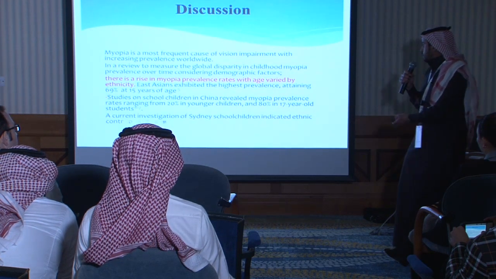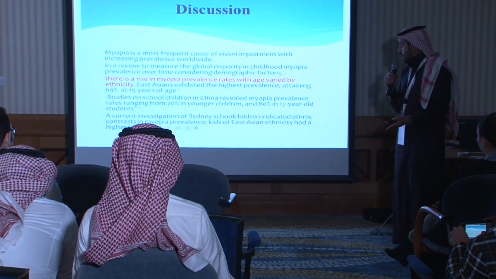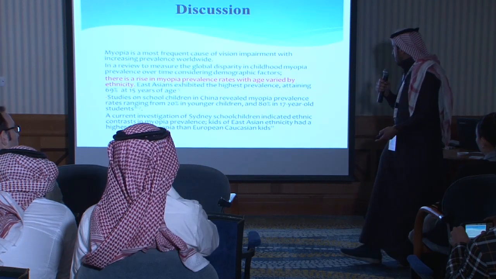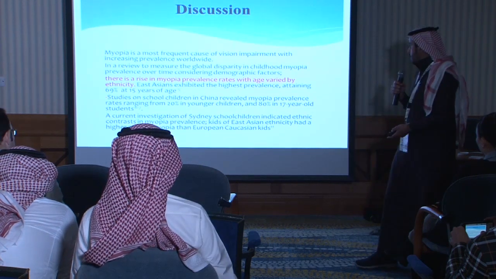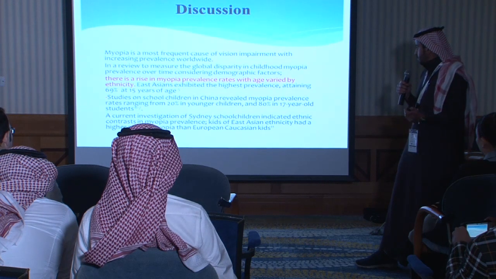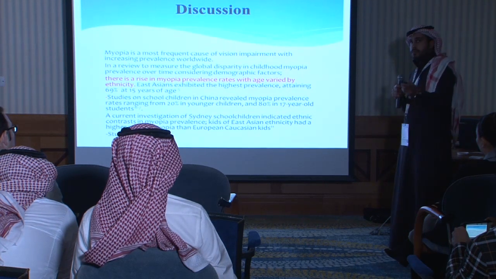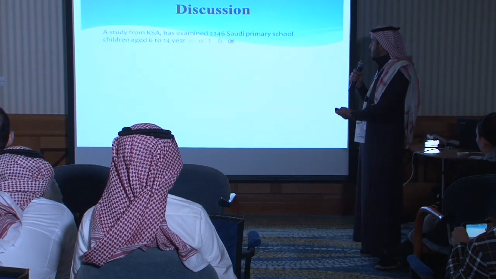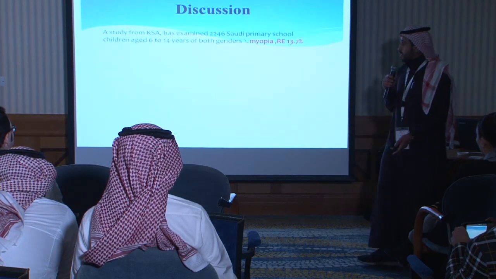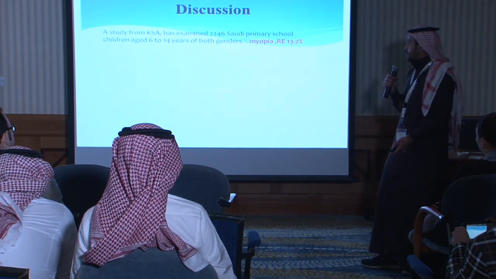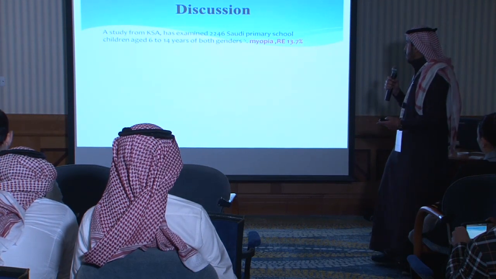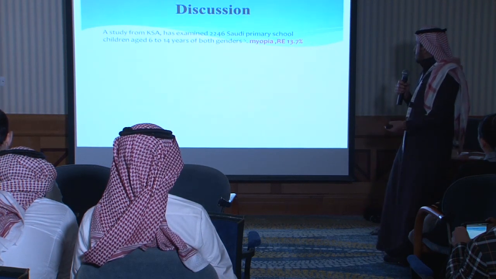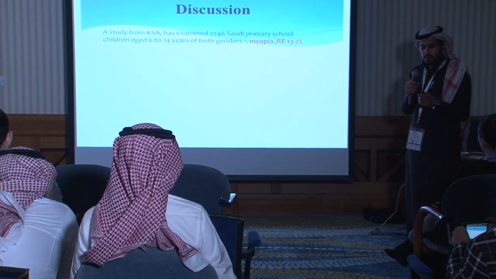A different investigation of Sydney school children indicated ethnic contrast in myopia prevalence. Kids of Asian or East Asian ethnicity had a higher rate than European Caucasian kids. A study from KSA examined 2,246 Saudi primary school children aged 6 to 14 years, both genders. They found that refractive error was 13.7%, with myopia the highest.